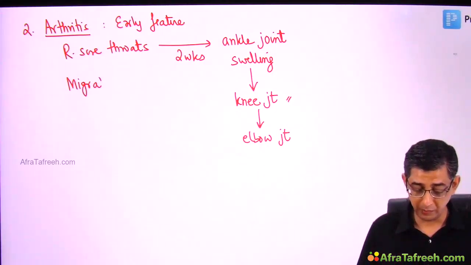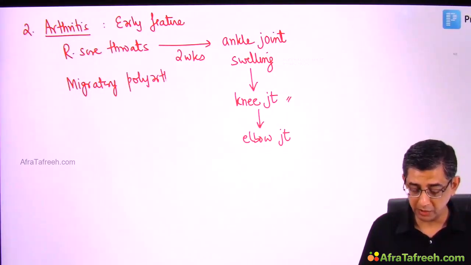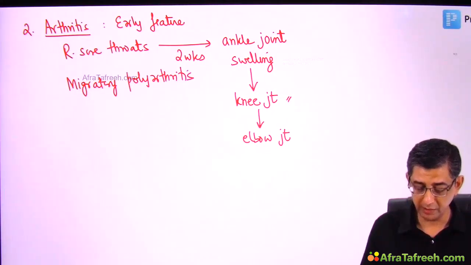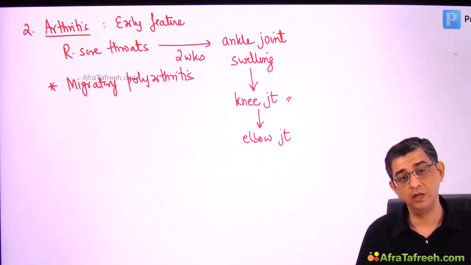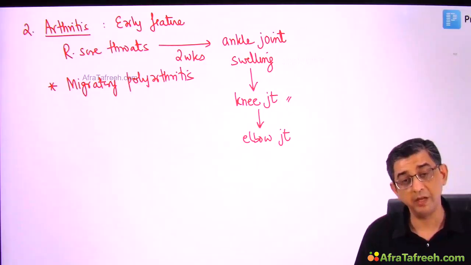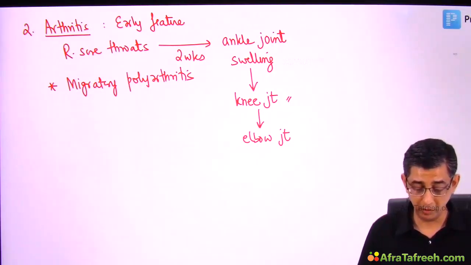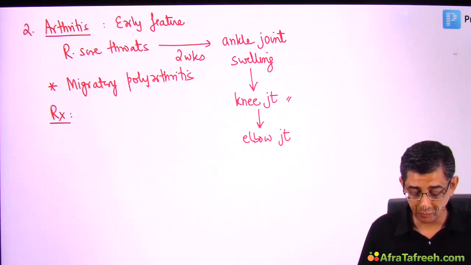So because of this jumping character, we are going to call it a migratory polyarthritis. I'm not saying that all joints are involved simultaneously. I'm saying one after the other. Most of these patients, because of the migratory polyarthritis component, would have loss of function and the child will not be able to walk.